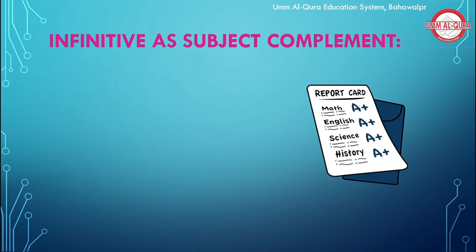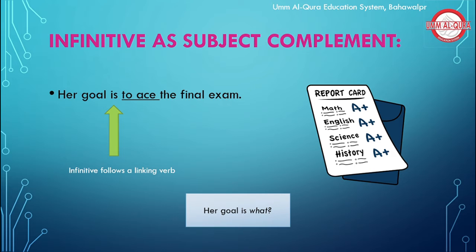Next, we have infinitive as a subject complement. Again, I have an example for you. Her goal is to ace the final exam. If you look carefully, the infinitive is coming after a linking verb. Is here is the linking verb and the infinitive is following it. Her goal is what? After is, after the linking verb. That's why it is a subject complement.